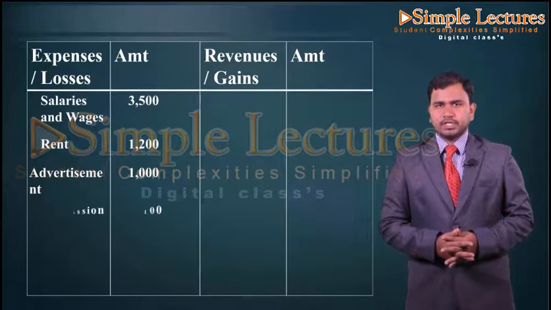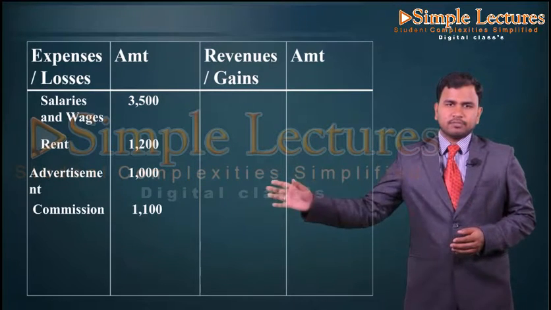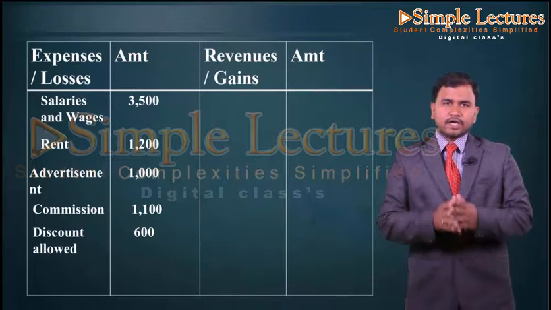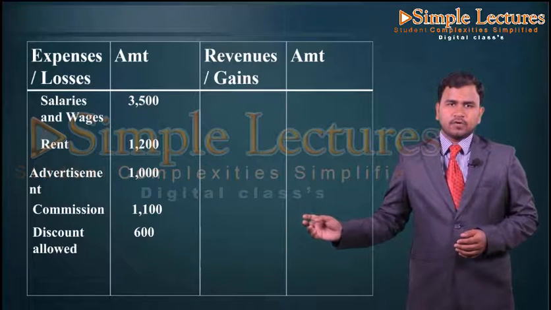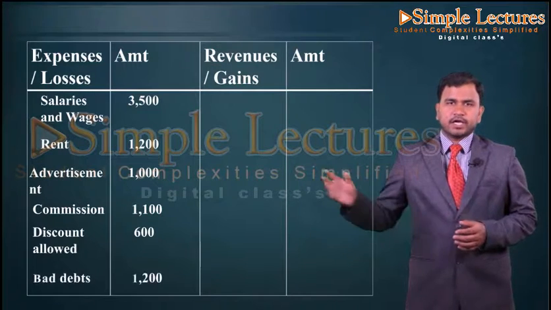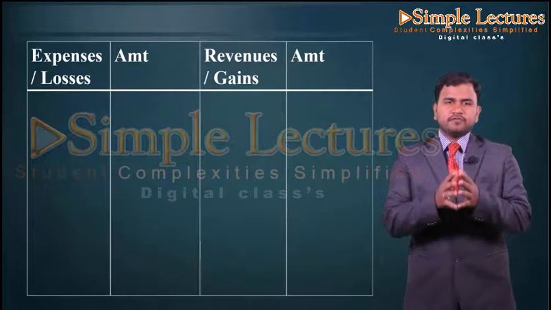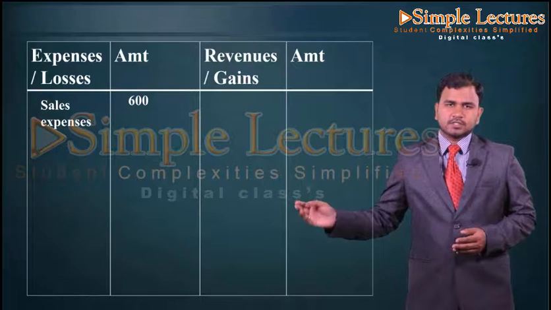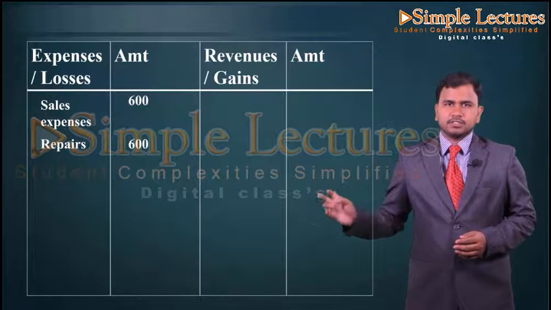Then we have commission, which will be recorded in the debit side because it is again an expense. So commission paid 1,100. Then we have discount allowed, again it is an expenditure, here it will be recorded in the debit side, discount allowed, and the amount will be 600. Then we have bad debts, again it will be recorded in the debit side, bad debts 1,200. Then we have sales expenses, which is 600, again an expense in the debit side, sales expense 600. Then we have repairs, again in the debit side, repairs 600.